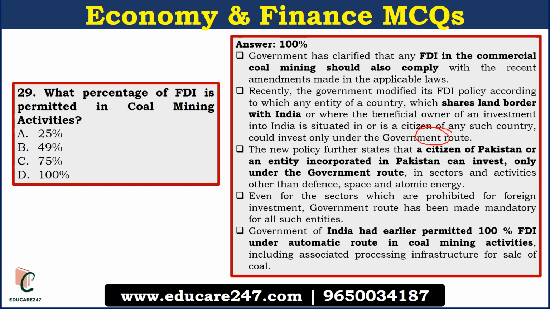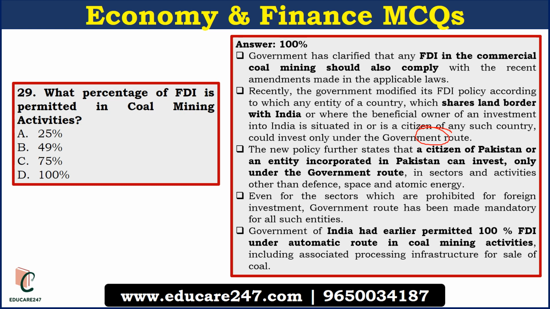So basically, India's neighbor country which shares border with India can only invest through government route. They cannot invest through automatic route. The new policy further states that citizen of Pakistan or any entity incorporated in Pakistan can invest only under the government route in sectors and activities other than defense, space and atomic energy. So this is also a very important point.